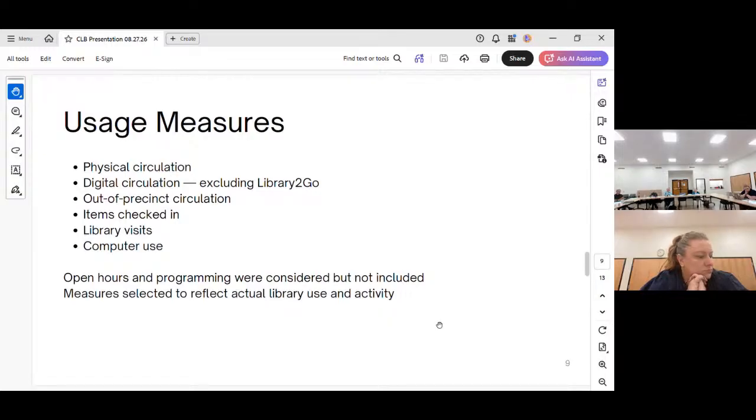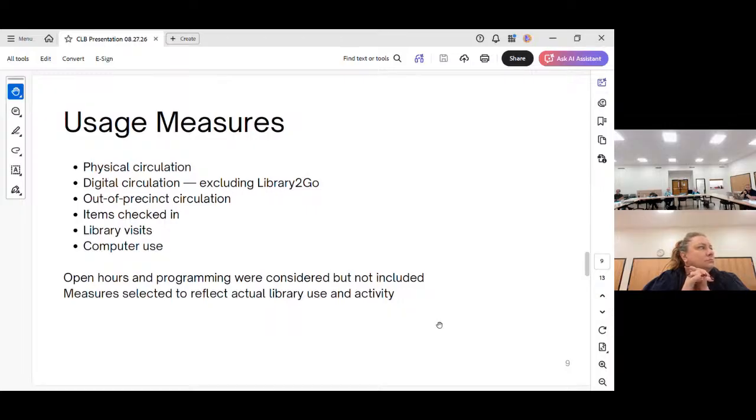Ultimately, the stakeholders settled on this set of usage measures: total physical circulation, digital circulation outside of the library district provided materials, outside of precinct circulation, total items checked in, library visits, and computer use. We did consider and had lots of discussion about including open hours or programming attendance, but those were not included because ultimately it was determined that we could not reliably track those things and/or they didn't fit our established priorities for the formula.